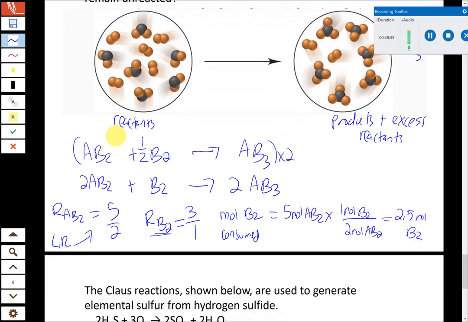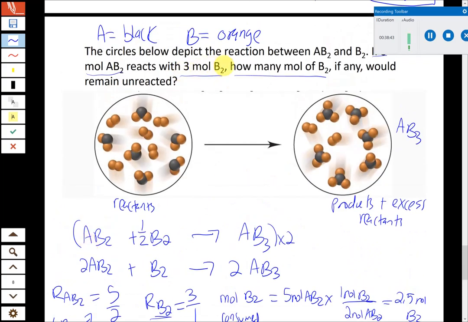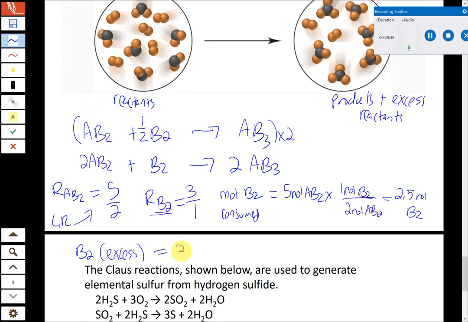And that means the excess B2, we have 3 moles of B2 to start. We're reacting 2.5 moles, so we have 0.5 moles left over. All right, so that would be the answer in this question.